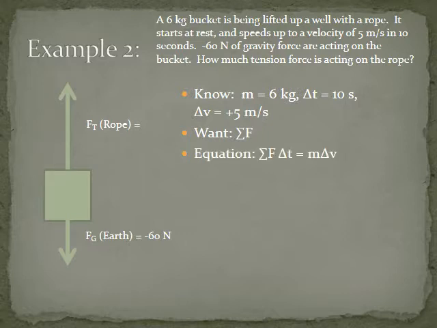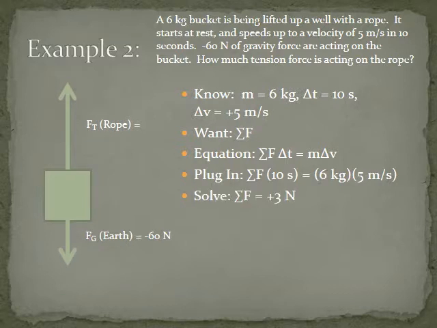I'm going to go into my changing momentum equation. Sigma F delta T equals m delta V, and I know 3 of those values. The only thing I don't know is sigma F. So I plug in sigma F times 10 seconds equals 6 kilograms times 5 meters per second. When you solve for sigma F, you get positive 3 newtons. So the unbalanced portion of the forces is 3 newtons. That's how much leftover force there has to be, 3 extra newtons upwards to cause this bucket to speed up.